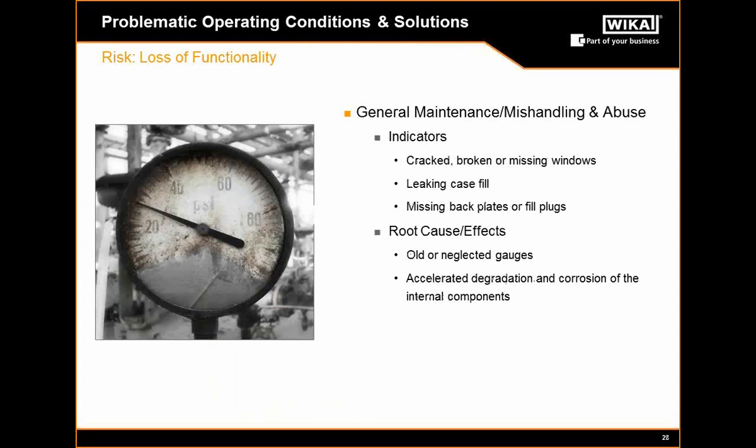Another category of loss of functionality is just general maintenance. Anytime a gauge has been cracked, broken, or missing, you accelerate all of the other forms of gauge failure, such as corrosion. This is just old, neglected gauges, and in these cases, if the gauge doesn't need to be there, it should be plugged, or if the gauge does need to be there, it should be replaced.